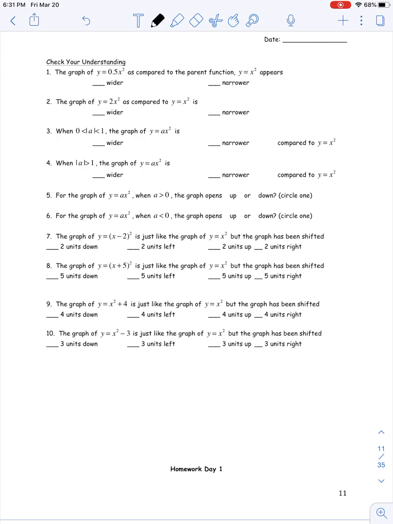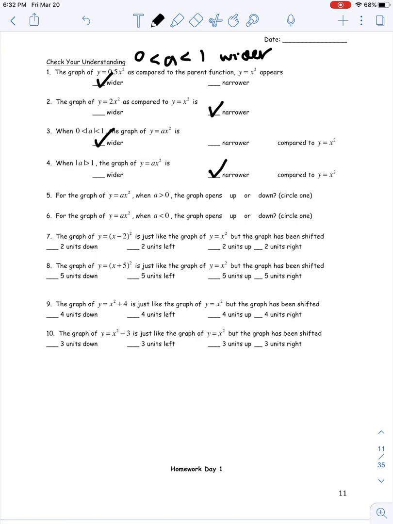For the first one, we want to graph y equals 0.5 x squared, and compare it to the parent graph and say what is happening. Remember, when a is between 0 and 1, that's going to make it wider. So in this case, it's going to become wider. If you have 2x squared, that's going to become more narrow. So when a is greater than 1, it's going to become more narrow. Whenever it's between 0 and 1, we say wider. When it's greater than 1, we say more narrow.